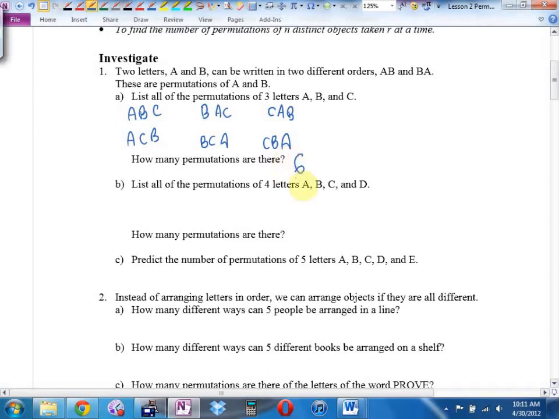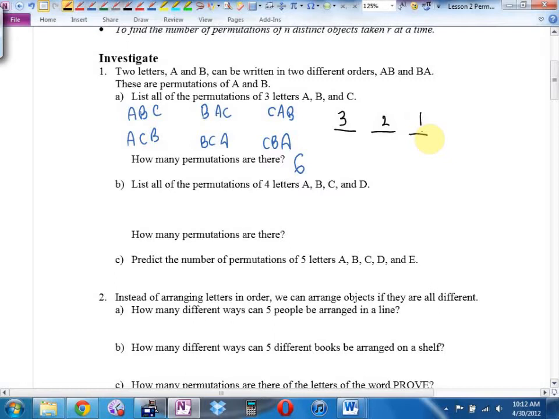Part B says list all the permutations of 4 letters. No, that's enough. The whole theme here is we want to be able to count without actually counting. So what I want to ask is, how could I have gotten a 6 from that? Well, how many letters am I permutating? 3. Could I have drawn 3 blanks and asked how many choices I have for the first letter? 3. Once I picked a letter, how many choices do I have for the next letter? 2. And then, does that work out to 6?